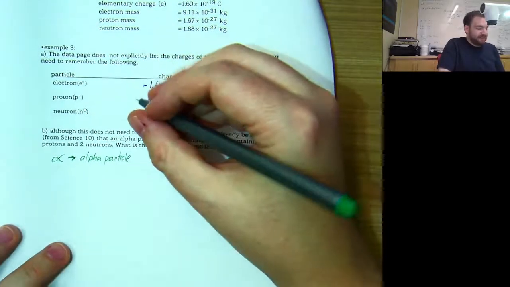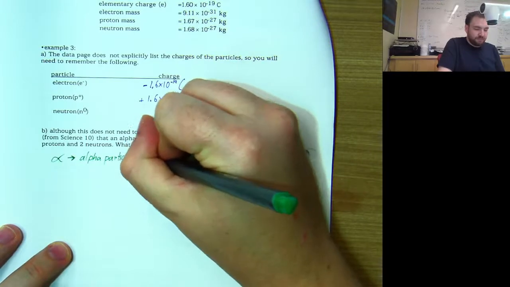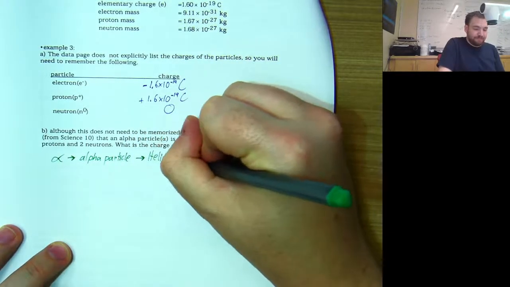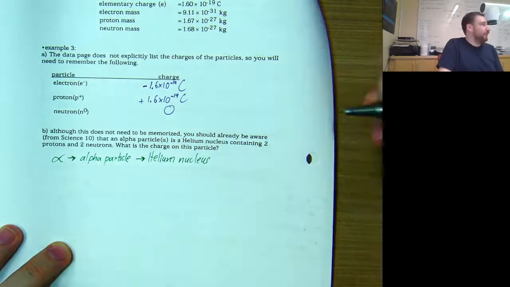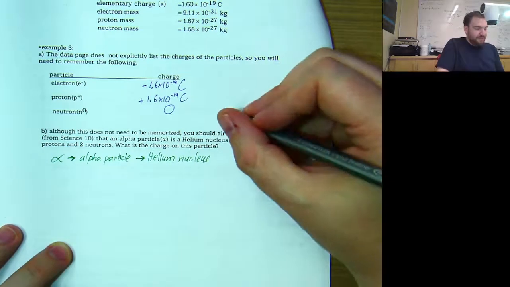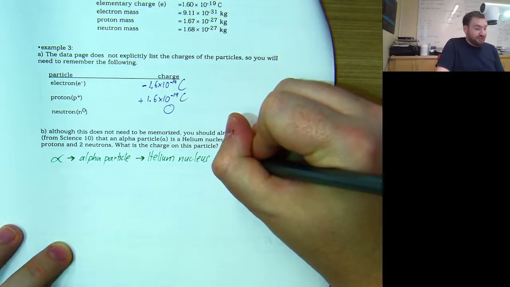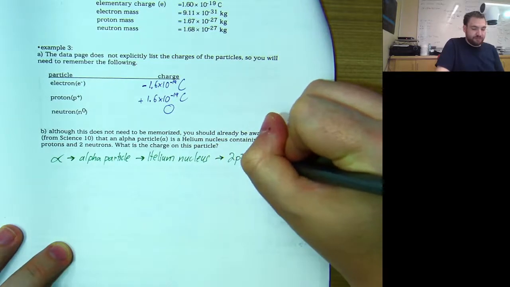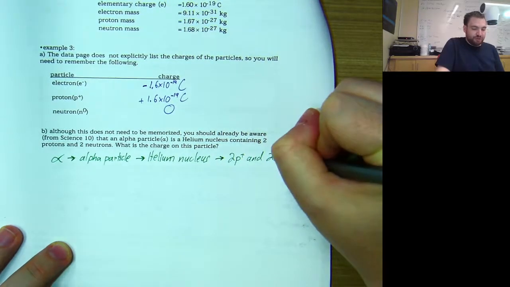An alpha particle is a helium nucleus, though they didn't know that at the time. This was connected to Rutherford way back in the day. Alpha particles are helium nuclei. It's just the nucleus: 2 protons and 2 neutrons.